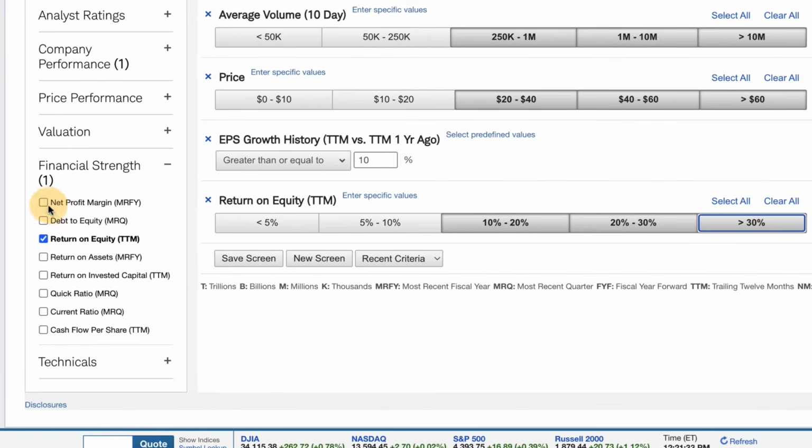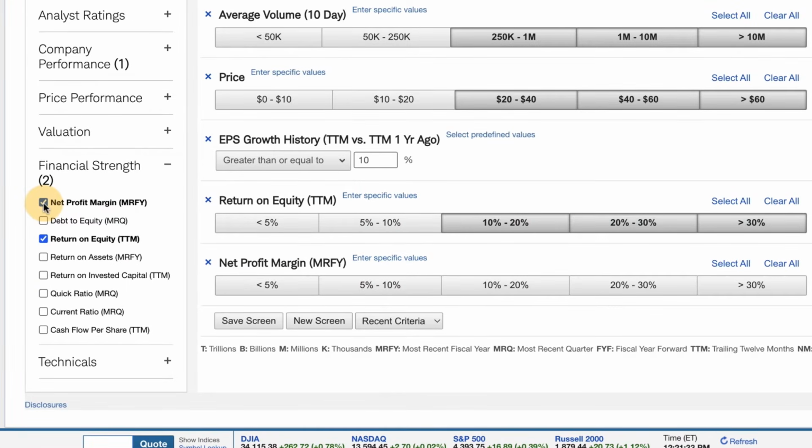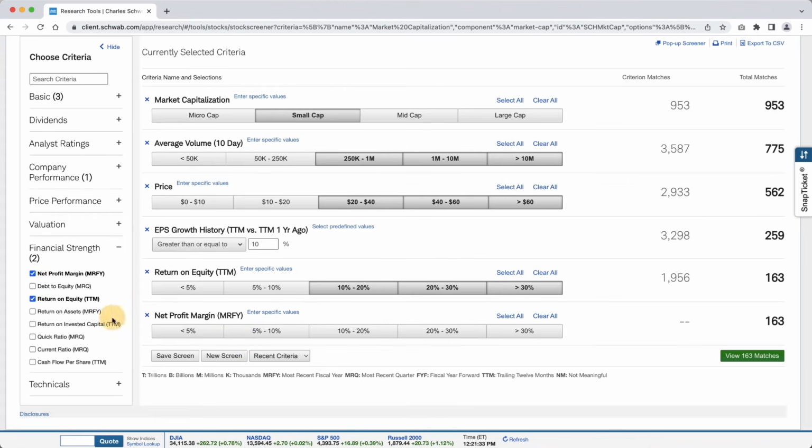So now finally, we're going to go to net profit margin, which is also under financial strength. MRFY stands for most recent fiscal year. Here's our third fundamental metric. We're going to go with greater than 10%.